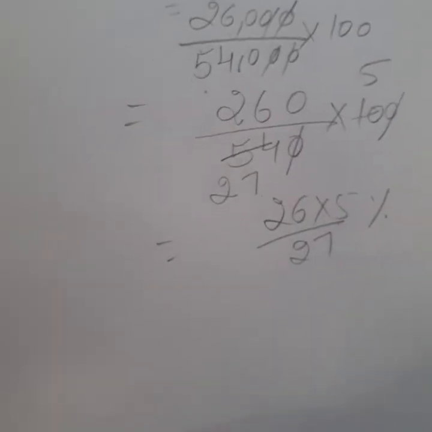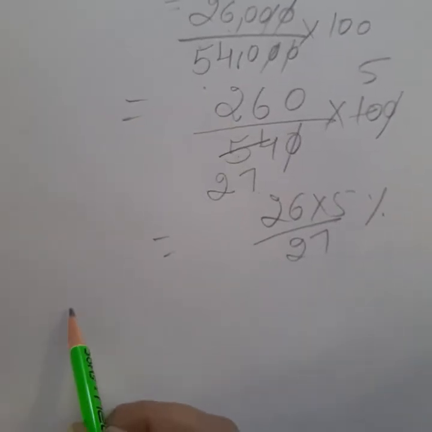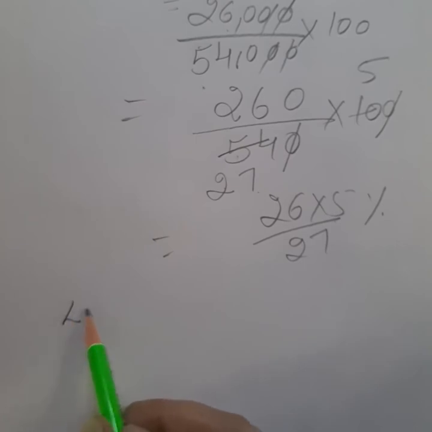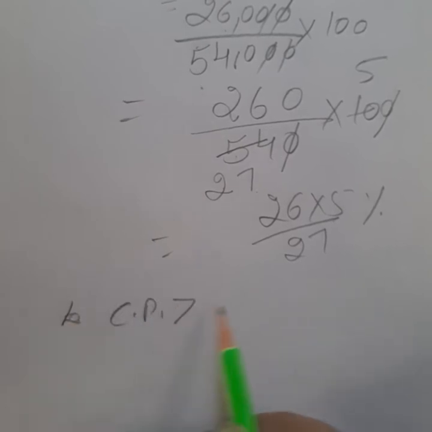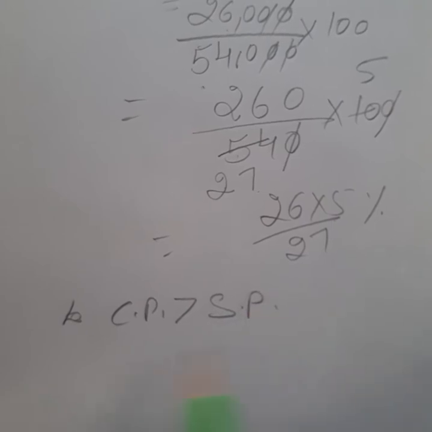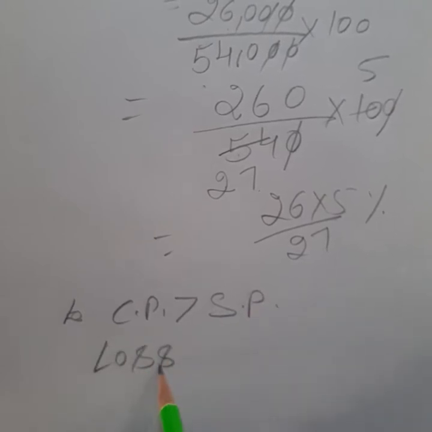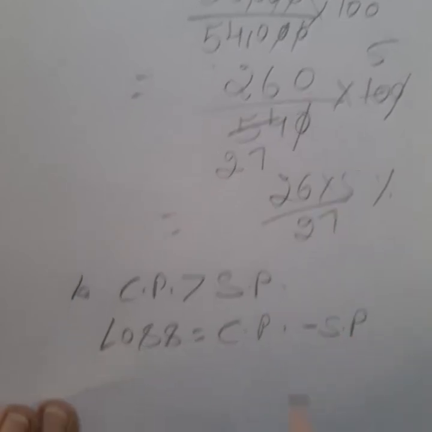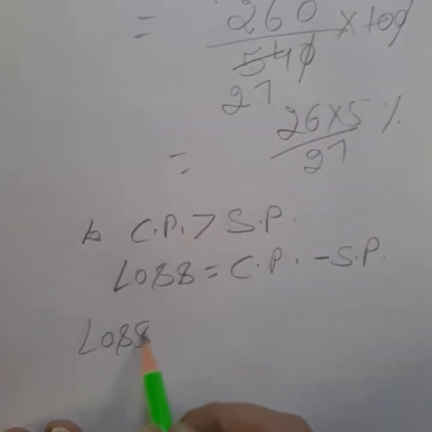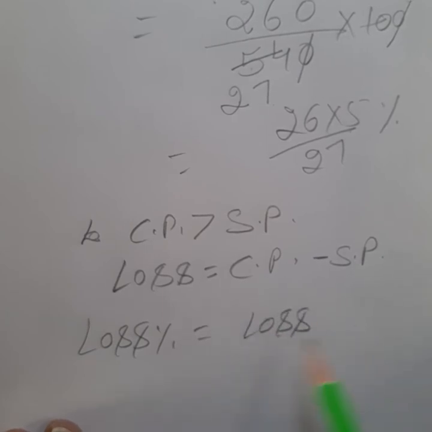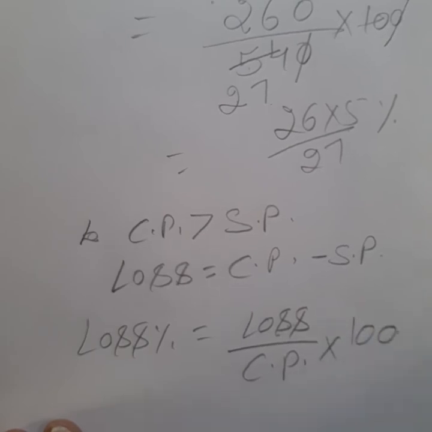And students, if you have the other case, as I have told you, that the cost price is greater than your selling price, then in this case you have loss. To find the loss, you subtract the selling price from the cost price. And to find the loss percent, as you wrote profit in the previous formula, you write loss upon cost price multiplied by 100.